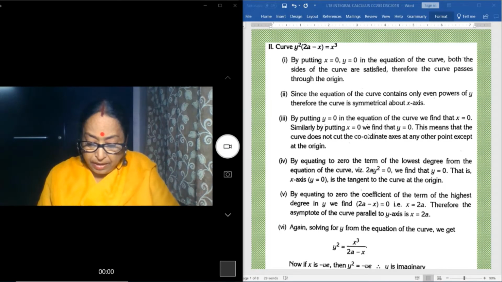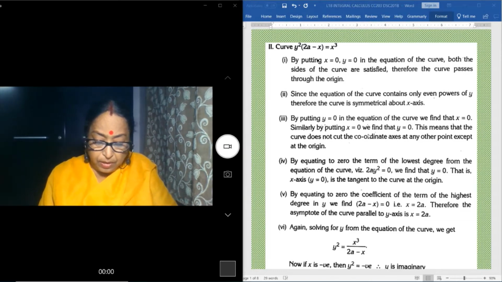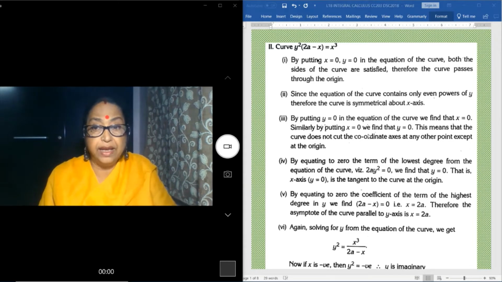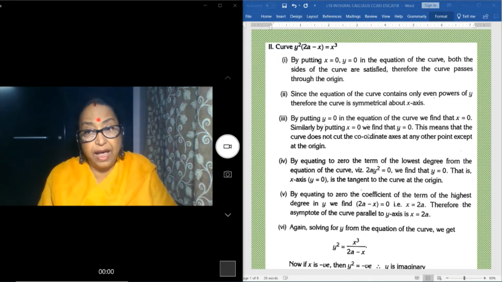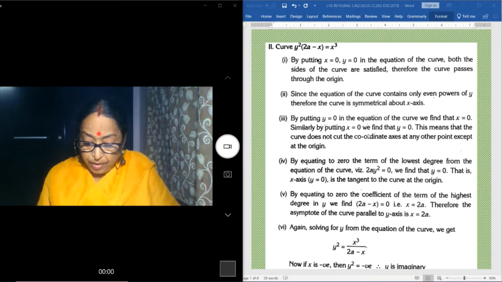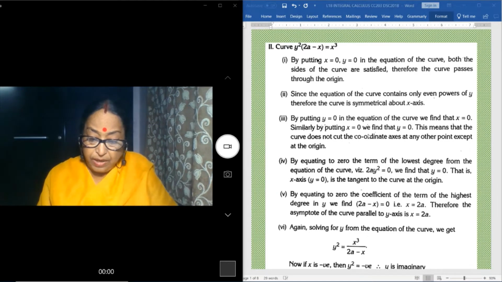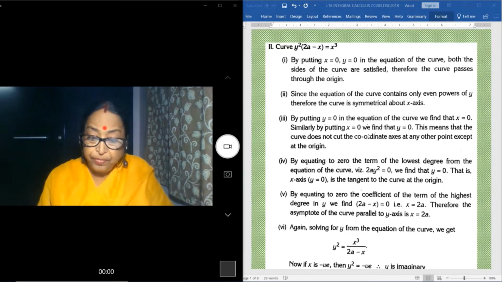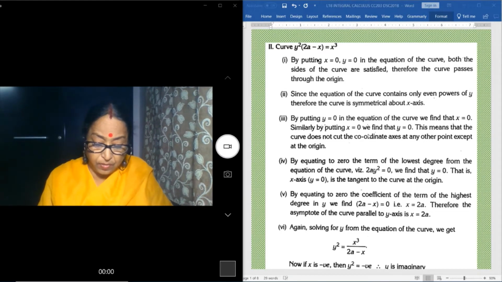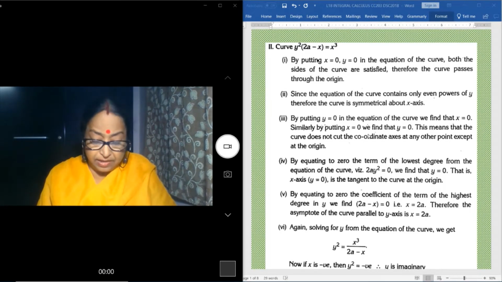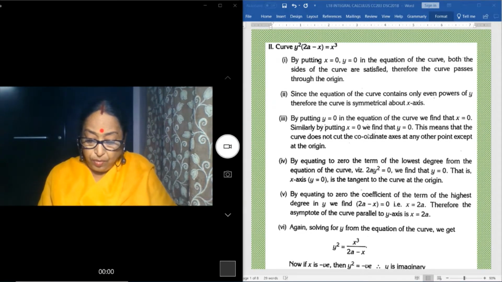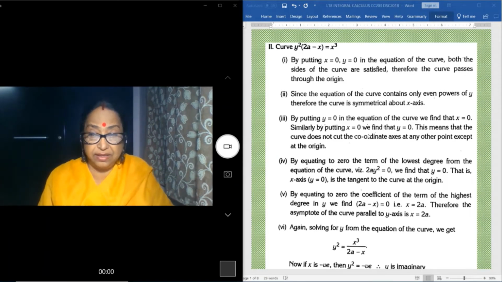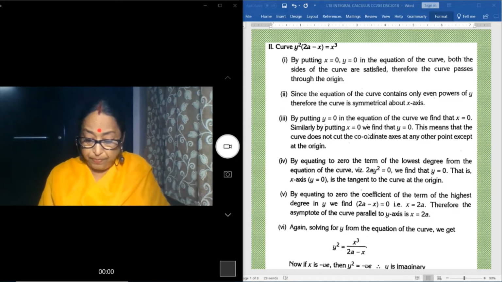Now, by equating to 0 the coefficient of the highest degree term of y, we can get the asymptote. So, the highest degree in y has coefficient 2a minus x, and putting that equal to 0, that is 2a minus x is equal to 0, gives us x is equal to 2a. Therefore, the asymptote to the curve parallel to the y-axis is x is equal to 2a.